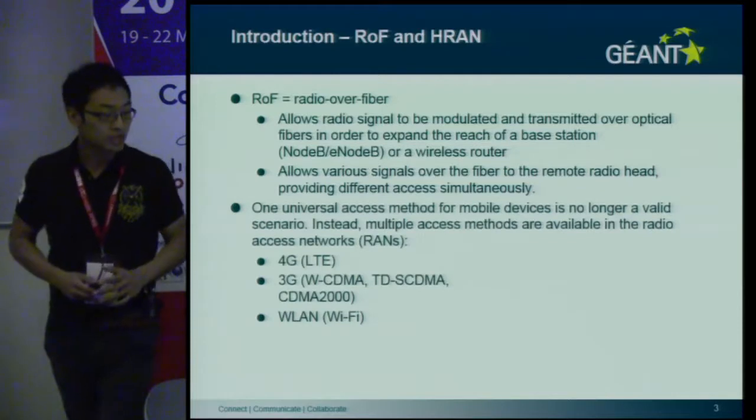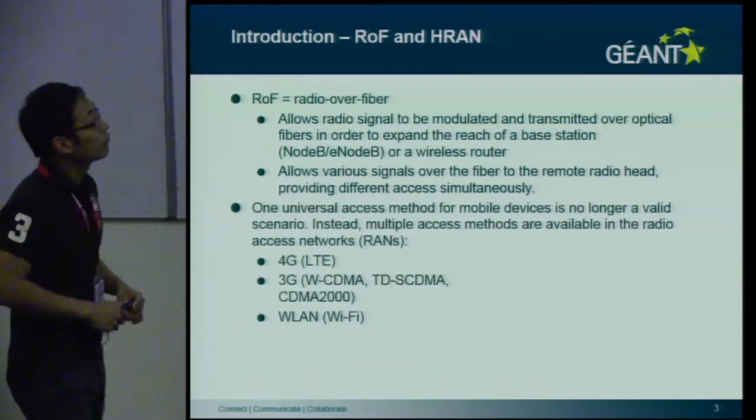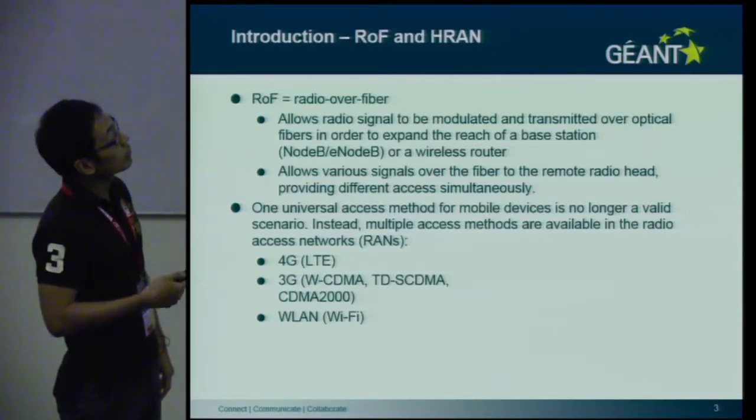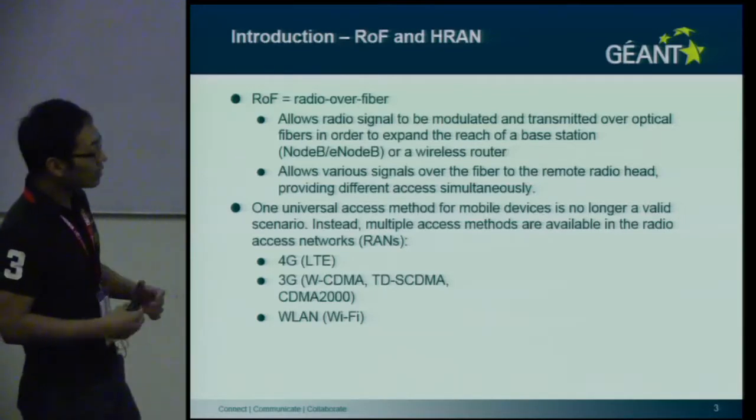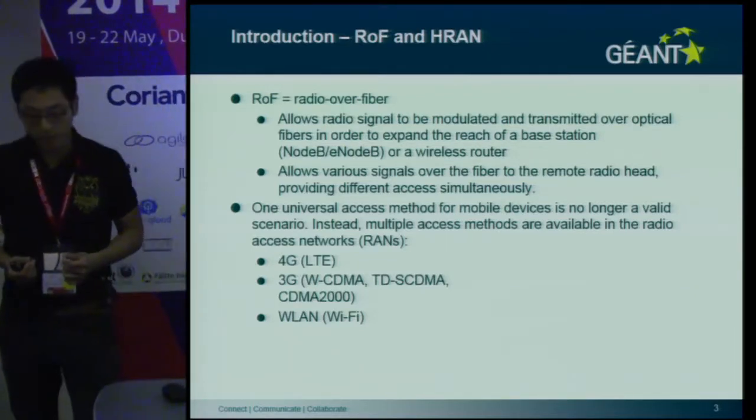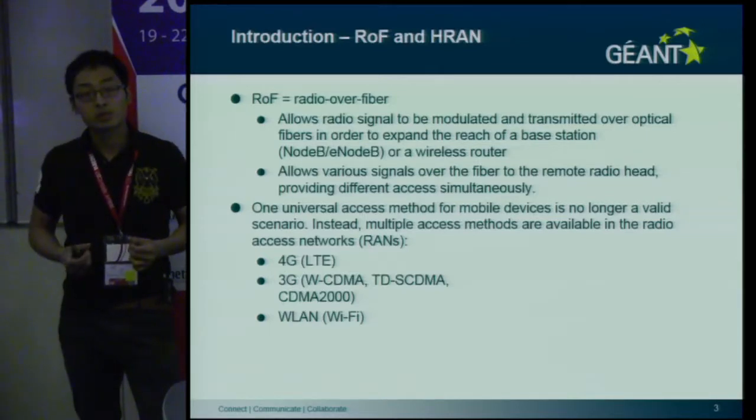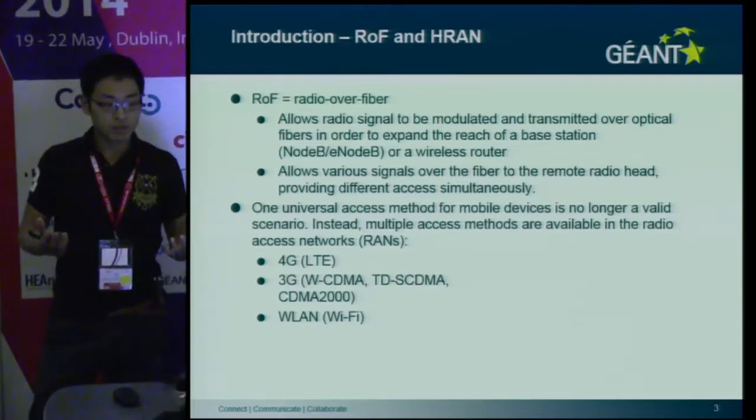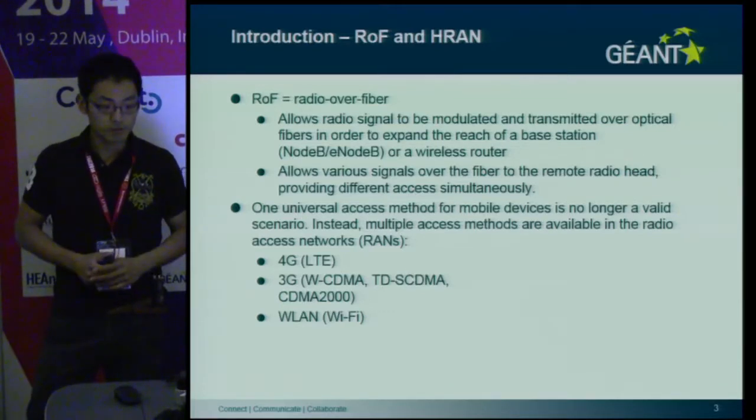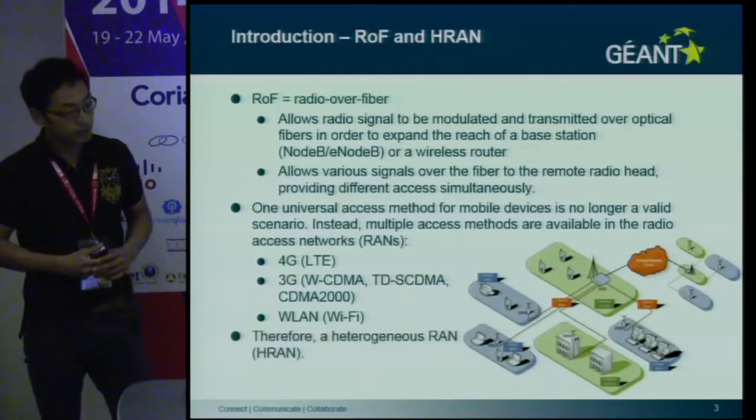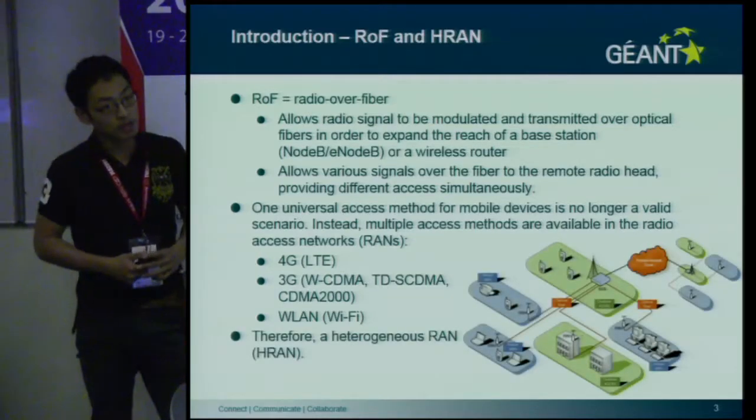And this is actually the foundation for this. Because we have this radio over fiber possibility, one universal radio access will no longer be a valid scenario anymore, because the devices we have will have a lot of access methods available in the RAN, for example, 4G, 3G, or Wi-Fi. And therefore, we have a heterogeneous radio access network.